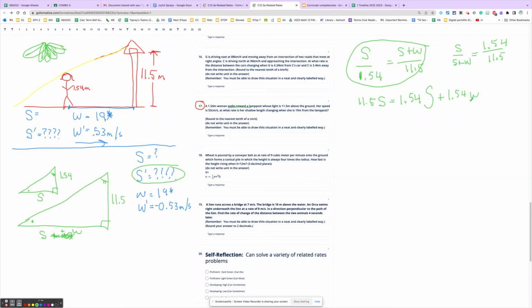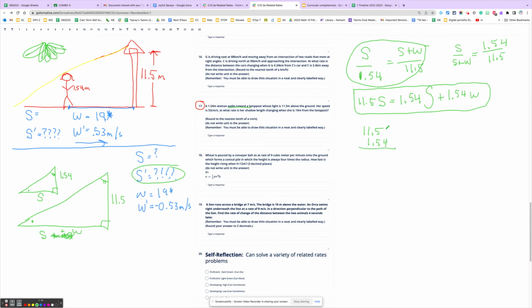1.54W. Okay, so here's my equation. At this point it should be relatively straightforward. The only challenge now is if I can do that calculation, that subtraction. I don't have the calculator nearby, so you guys are going to get to watch me do 11.5 minus 1.54.